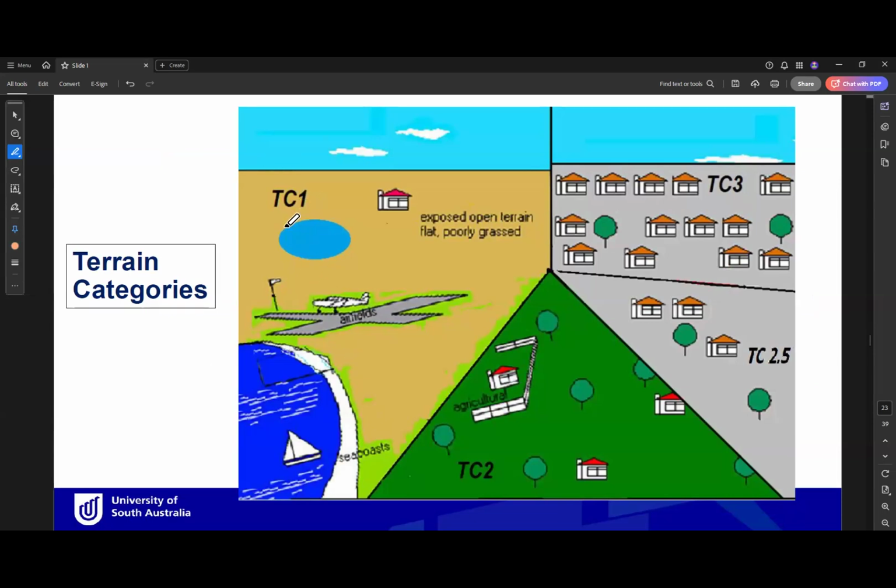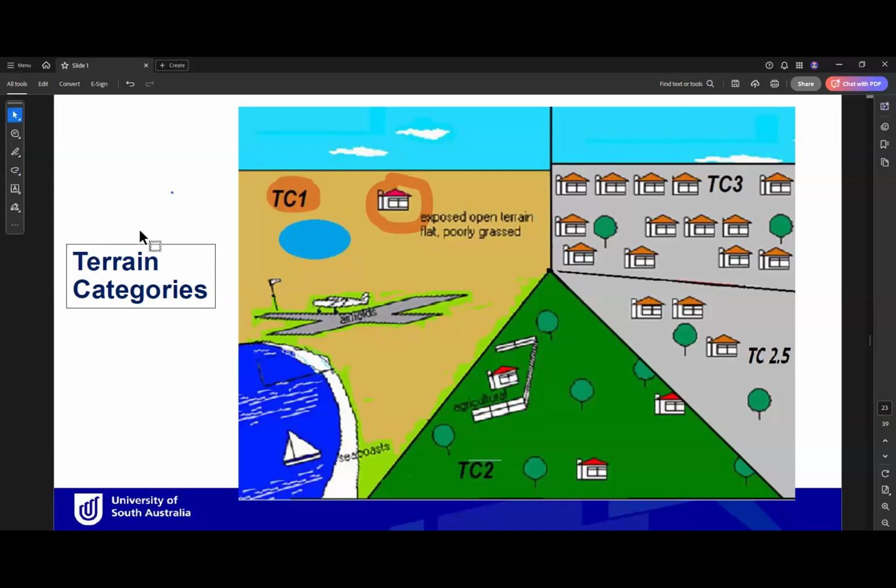As you can see, TC1 here, like you have water surfaces, desert land, very open area. We have only one building and almost no obstruction around this building. So this is considered as TC1.